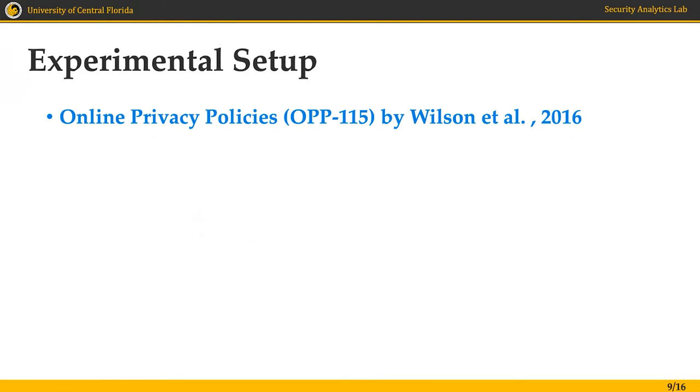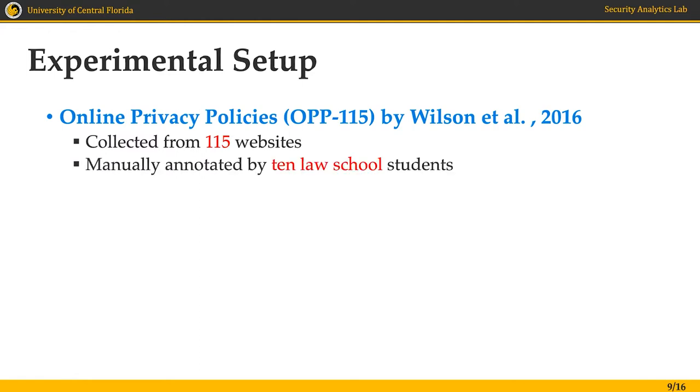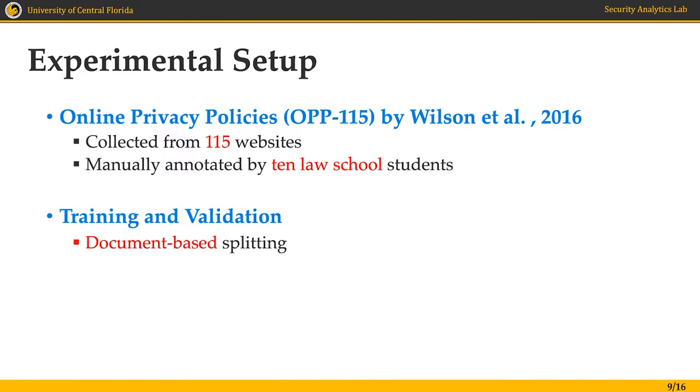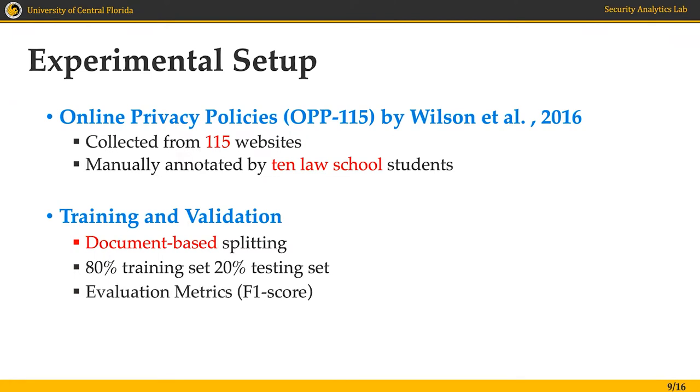In our experimental setup, we trained the proposed pipeline using the OPP-115 dataset, which contains 115 privacy policies manually annotated by 10 law school students. We used the document level splitting approach, where the model is trained on 80% of the privacy policies and tested against the remaining 20%. And for our evaluation metric, we used the F1 score.